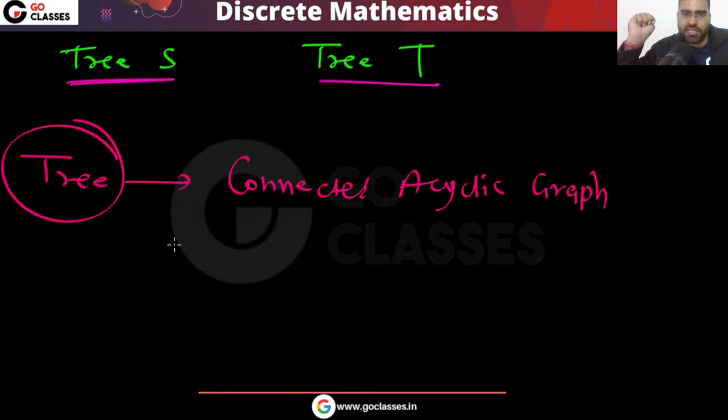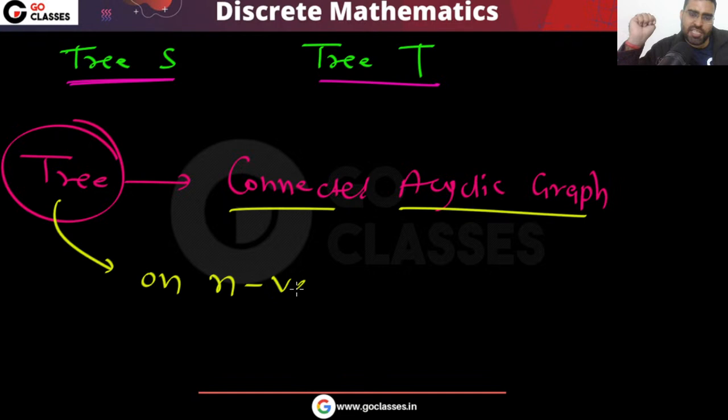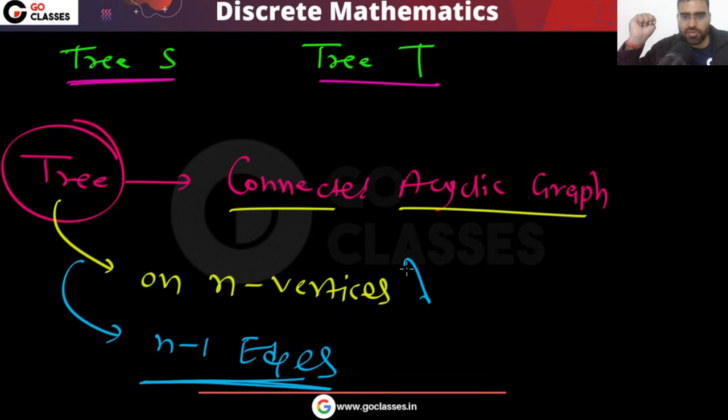If you have a tree on n vertices, then how many edges are there? A tree on n vertices has n minus 1 edges. Exactly, n minus 1 edges will be there. So this is the property of a tree. Don't worry, we will see the revision of trees. But anyway, a tree is a connected acyclic graph, without cycles. If you have a tree on n vertices, then there will be n minus 1 edges.